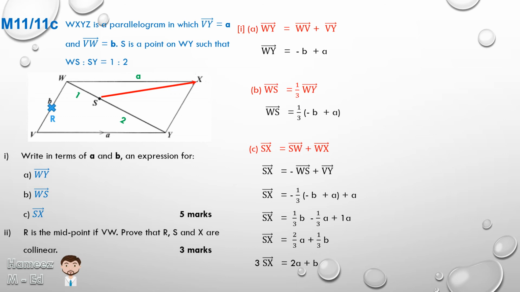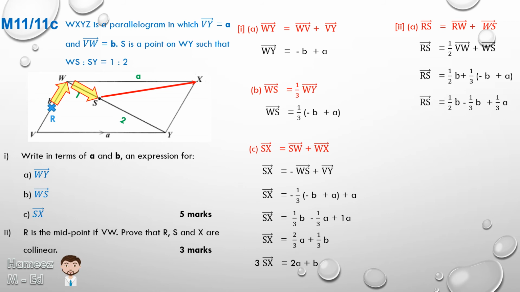So let's see, RS, how do we get that? We can go from R to W and from W to S. What is RW? Half of VW. It's heading in the same direction, so we don't need to put a negative sign, but it's half the magnitude, half the length. And we have WS from before in part B. So we can just substitute. We get a half b plus 1/3 brackets minus b plus a. And we can expand the bracket, so we get a half b minus 1/3 b plus 1/3 a.